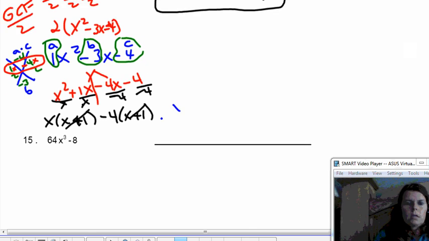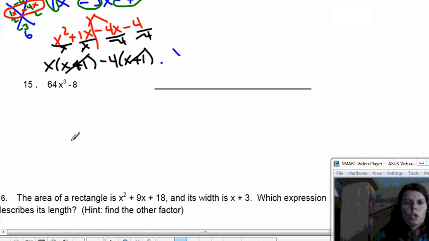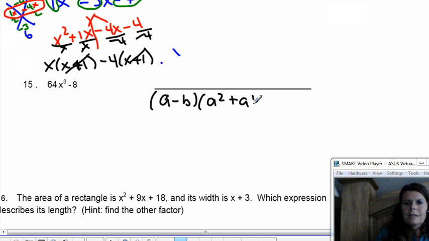Okay, next one is a difference of cubes. So you need your formula, a minus b, a squared, and that should be in your interactive notebook, plus ab plus b squared. Well, how do you find your a and your b? You take the cubic root, and what did I forget to do? Say, Miss Doll, you always forget to do this. GCF first. Find your GCF first.